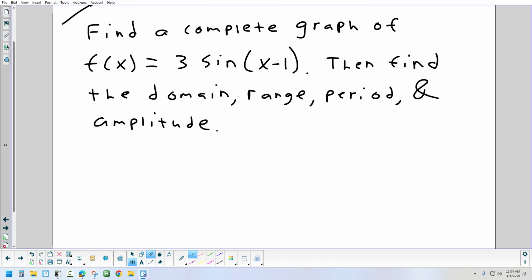Let's try this one. Same idea. Find a complete graph, and then find domain, range, period, amplitude. Well, you should be able to tell me the domain before we even sketch it. Yeah? All real numbers. Every sine and cosine function is all real numbers. They're all waves that go forever, left and right, and they're connected. So domain is all real numbers.